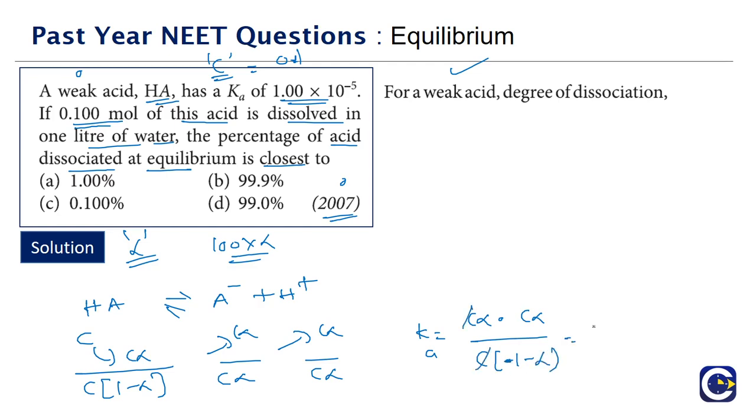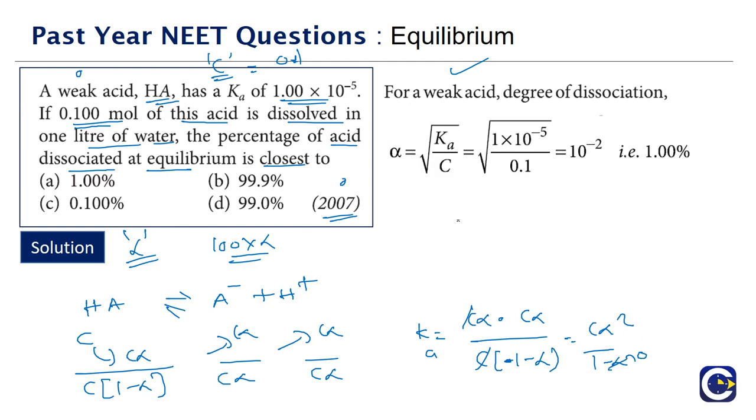So C is cancelled. What you will have is C alpha square by 1 minus alpha. If it's a weak acid, means alpha will be small in comparison to 1, so we will neglect it. From here what we are going to get? We will get the alpha value. So Ka will be equal to C alpha square. Otherwise alpha will be equal to what? Root of Ka by C. This is for the monobasic acid.